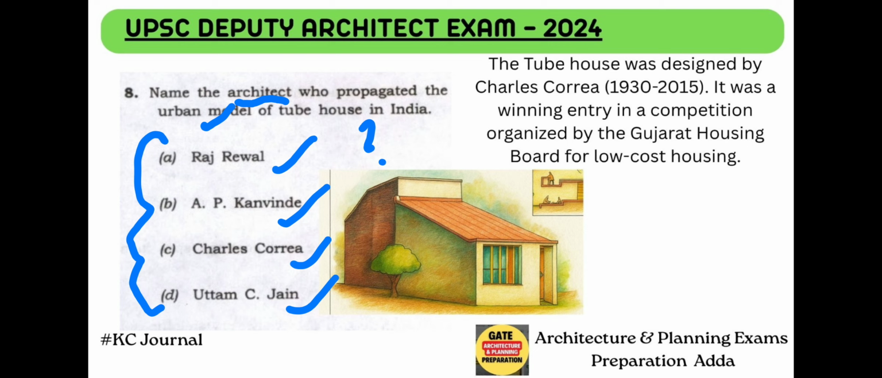Whatever the newly independent architecture from the 1950s to the early 2000s, these people are the most famous architects. They have done very good buildings in newly independent India. They paved the way for modern architecture in India. So who is it? You will be confused. A.P. Kanvinde also did some housing projects, Raj Rewal also did, Charles Correa too. So let us go through this video to understand clearly the intention of the tube house.